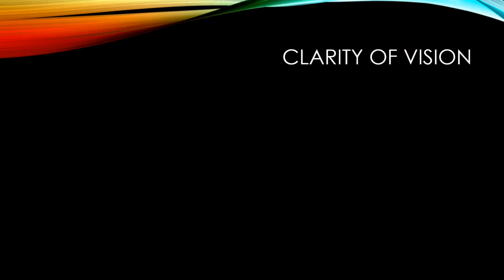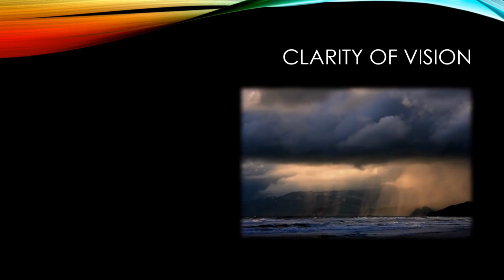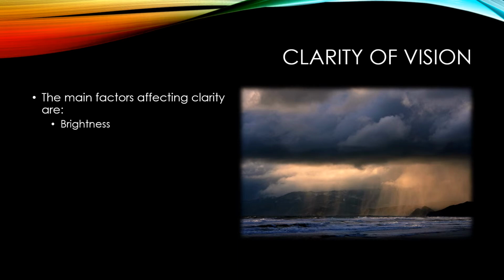Moving on to clarity of vision. What affects our clarity? So there's three main factors. One is brightness. The brighter the light is, the better you can see. There's the contrast as well, for say black and white. The sharper the contrast is, the easier it is to notice it, to see it. And you have color. The more different colors there are, the better it is to see it.